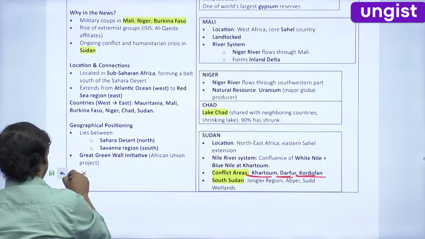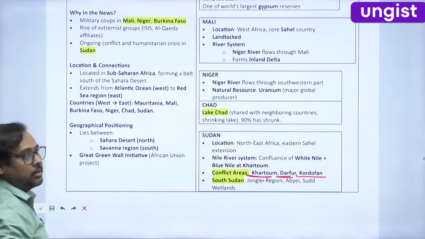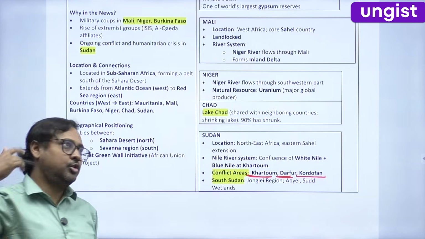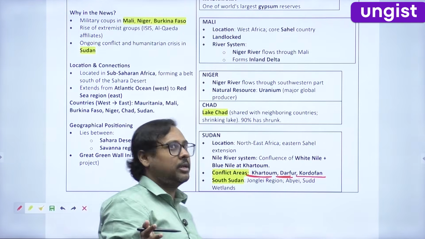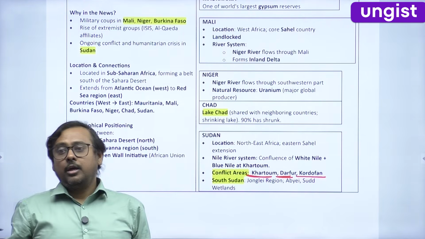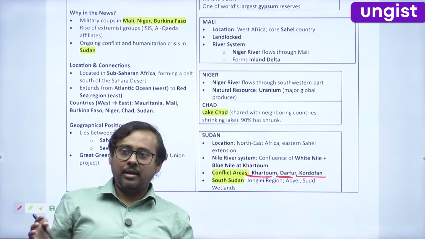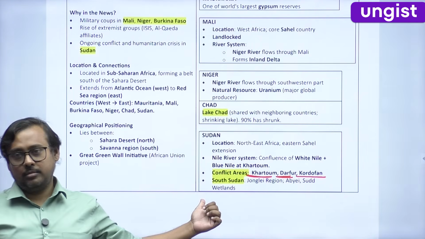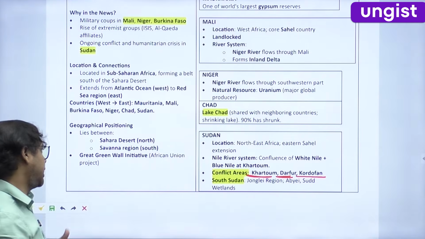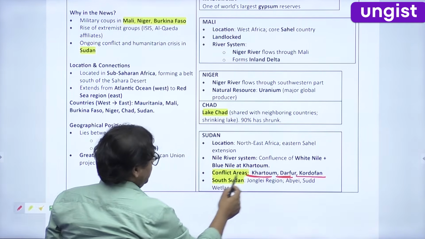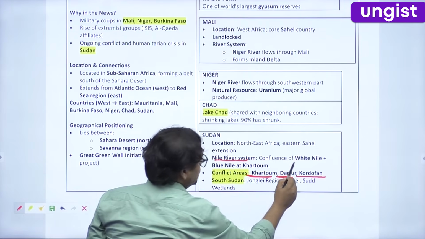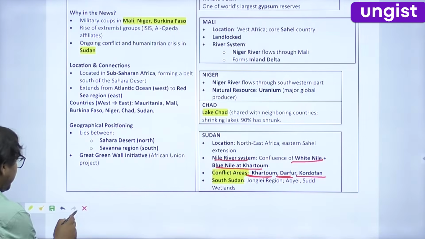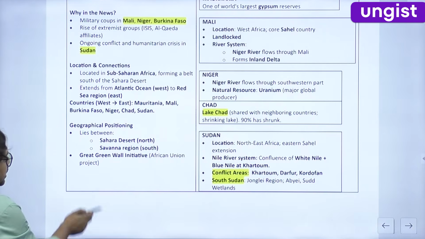I'll help you remember Khartoum. Why is Khartoum important? What happens in Khartoum? What is the geographical phenomenon that happens in Khartoum? You have your White Nile and your Blue Nile, which meet at Khartoum. Right? So here, at the Nile River confluence, White Nile and Blue Nile meet at Khartoum. Let's have a look once.